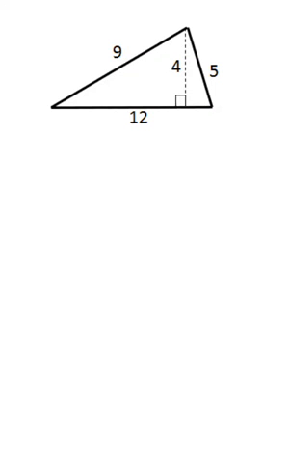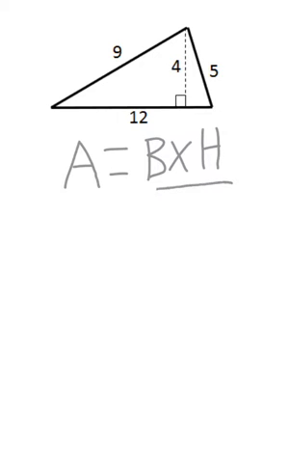Alright, so now we're going to move on to something a little bit more complicated than the parallelograms, and this would be the triangle. As you can see right up here, we have a triangle with multiple measurements given to us. And that's going to make it a little more difficult to find the area of this shape. So let's write the formula to find the area of a triangle, where we have area equals base times height, just like the parallelogram. Only this time we're going to divide that by 2.